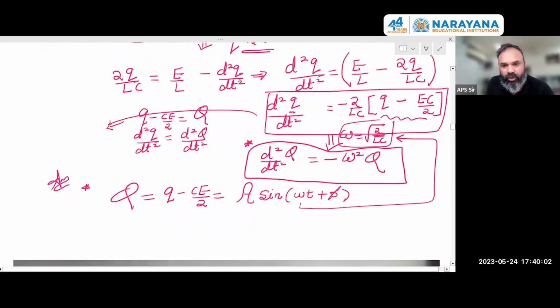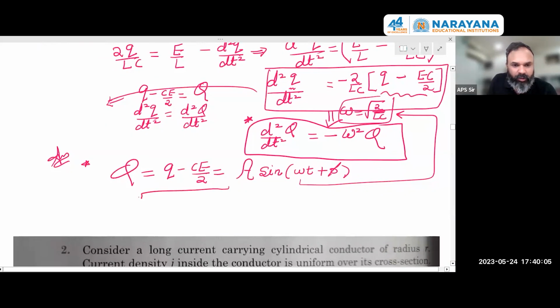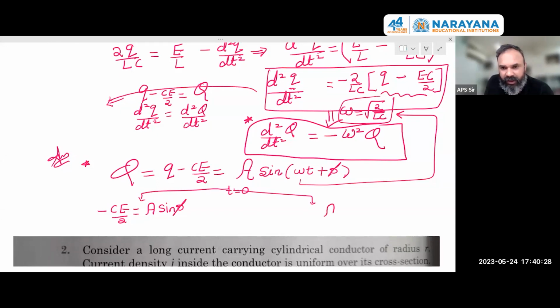But there are two things which are known to us in the problem, the boundary conditions. At t is equal to 0, the charge was 0 in the problem. So minus CE by 2 is equal to A sine phi. Not only this, at t is equal to 0, the current through that capacitor was also 0. So dq by dt is A omega cos omega t plus phi, and at t is equal to 0, that is A omega cos phi, which was also equal to 0.